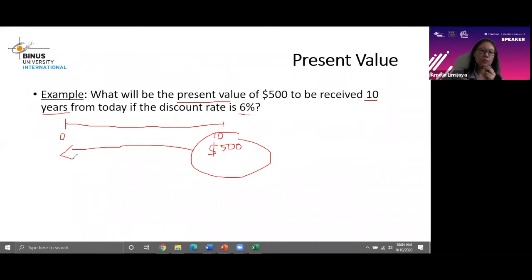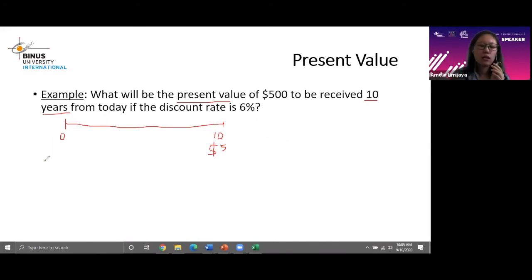Of course not. Because as mentioned earlier, the value of money decreases over time. It means that if I have 1 million rupiah now, perhaps I can buy 4 clothes or, I don't know, probably only 1 pair of shoes if it is expensive. 10 years from now, if I have 1 million, what can I buy? Probably I can only buy 1 cloth. The value of money decreases over time because of inflation. So $500 10 years from now will not be equal to $500 now. So I want to know how much is the value now. Okay, so that's the idea.